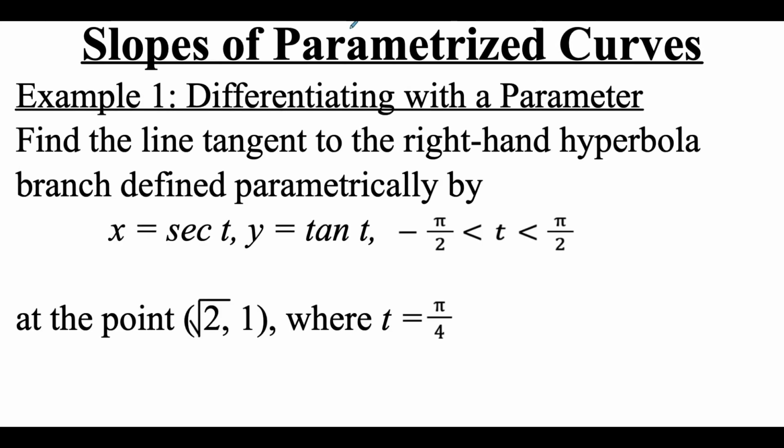Now all of that was pretty heavy mathematically, so let's look at an example to illustrate what's happening. We're going to be differentiating with some parameters. We want to find the line tangent to the right-hand hyperbola branch defined parametrically by x equals secant of t and y equals tangent of t, on the interval of t values between negative pi over 2 and positive pi over 2. We're going to look specifically at the point root 2 comma 1, which is where t is equal to pi over 4.